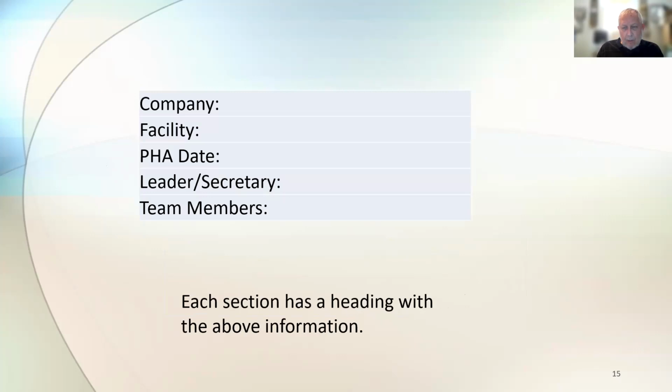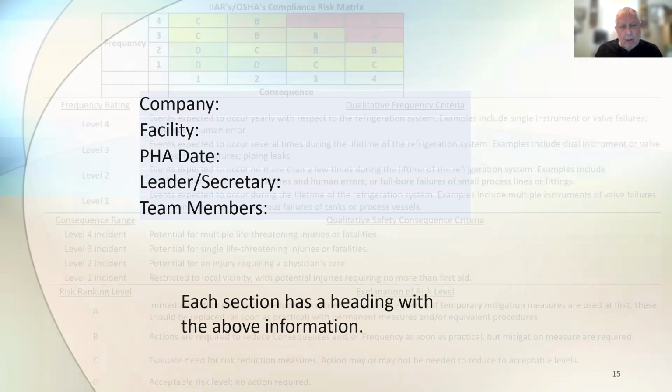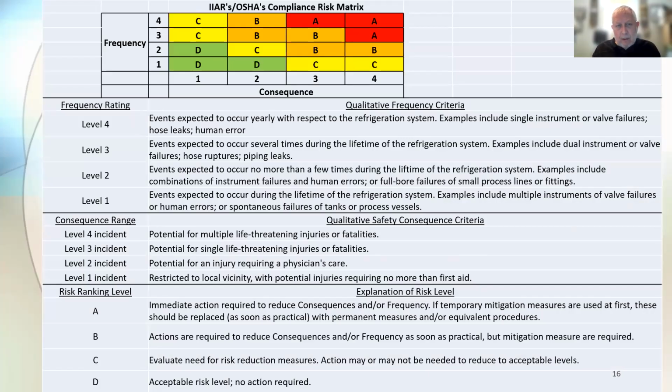Each section has a heading with this information on it: company, the facility, the date, the leader or secretary who was doing this, who was taking notes, and who was on the team. And you've seen this before. This is the IIAR, the International Institute of Ammonia Refrigeration. And our consultant claimed it was OSHA's too, but I couldn't swear to it being OSHA's. But this is the risk management matrix where the frequency goes from 1, 2, 3, 4, and the consequence goes to 1, 2, 3, 4. This is a simple matrix.